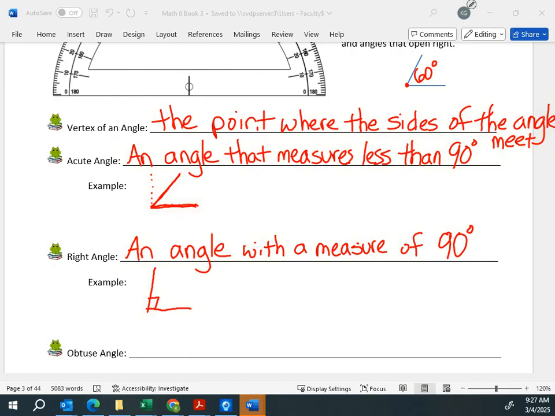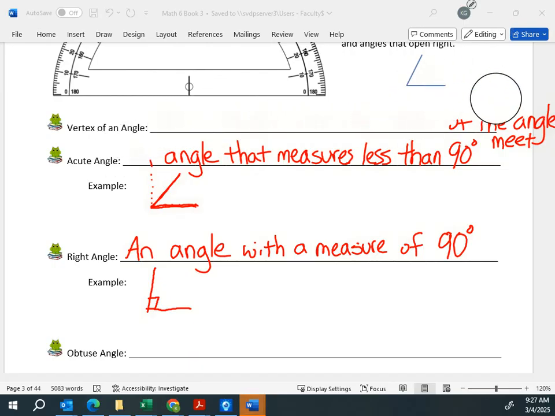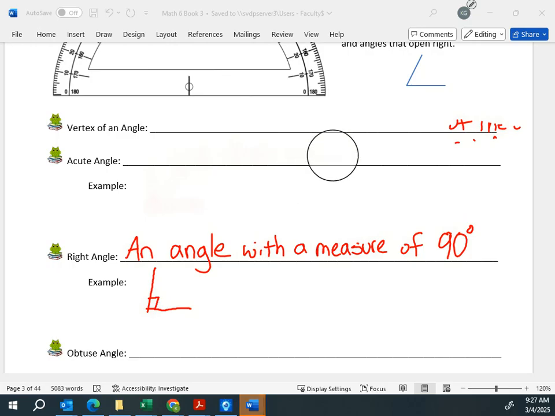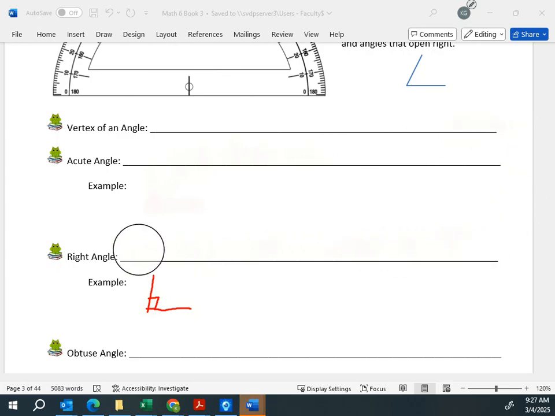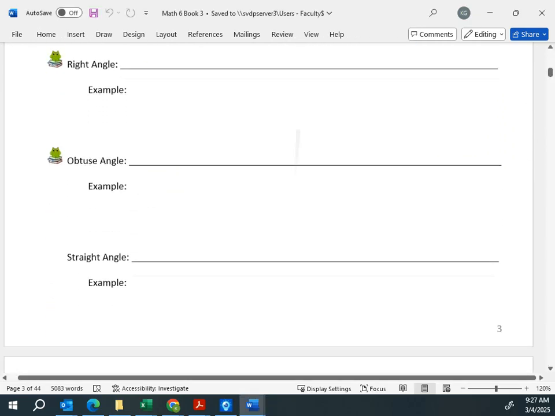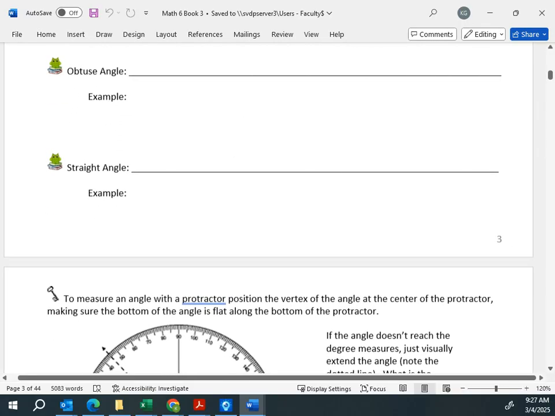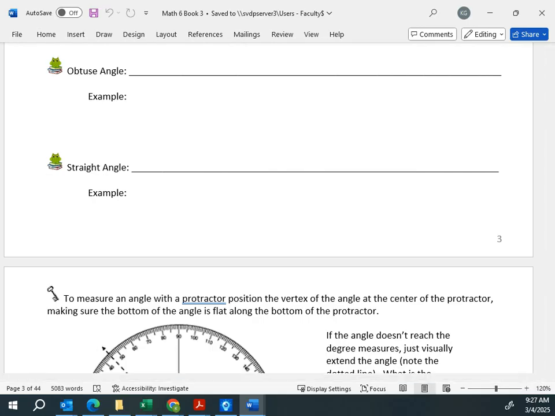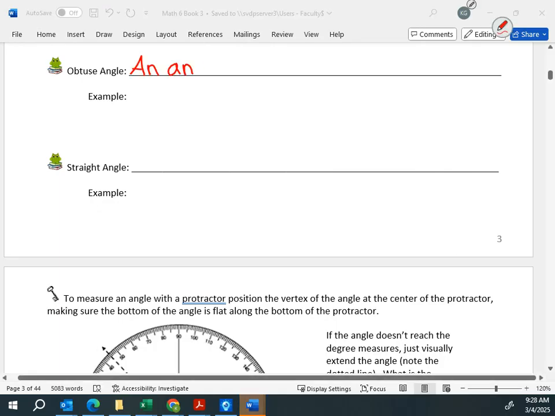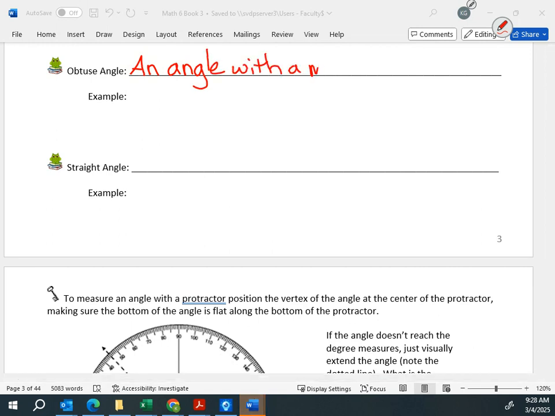All right, so we have acute is less than 90. And then we have the right angle, which is exactly 90. And now we have an obtuse angle. Any guess on what the definition of an obtuse angle is? Sarah? Yeah, it's an angle with a measure greater than 90 degrees.